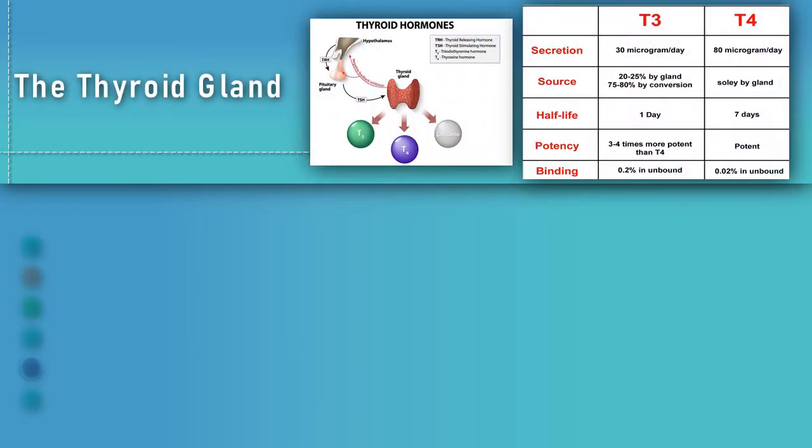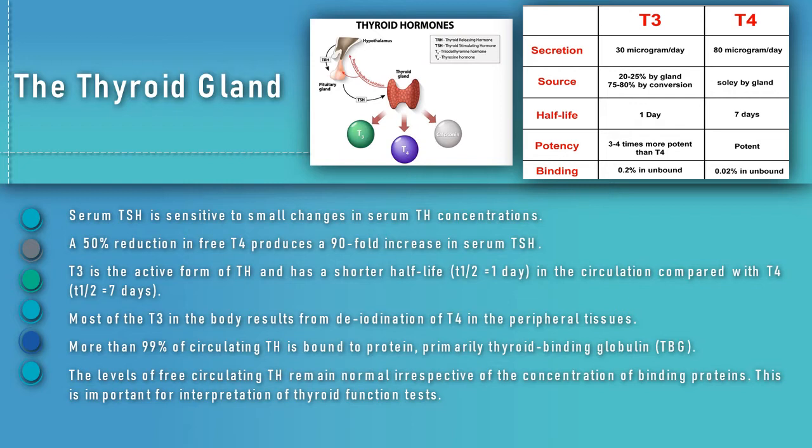Serum thyroid stimulating hormone is sensitive to small changes in TH concentrations. A 50% reduction in free T4 produces a 90-fold increase in serum TSH. T3 is the active form of TH and has a shorter half-life in the circulation compared with T4. Most of the T3 in the body results from deiodination of T4 in the peripheral tissues. More than 99% of circulating thyroid hormone is bound to protein, primarily thyroid binding globulin, known as TBG. The levels of free circulating thyroid hormone remain normal irrespective of the concentration of binding proteins, and this is important for the interpretation of thyroid function tests.